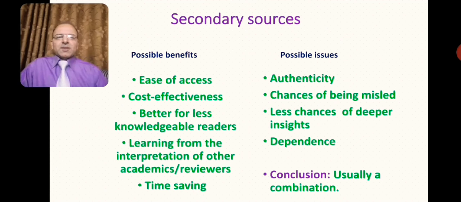So in conclusion, we can say that there should usually be, and there actually is usually, a combination of primary and secondary sources when it comes to literature reviews. Most examiners and supervisors, or those who oversee research studies, might want more of the primary sources and less of the secondary sources, but there will always be a combination of these two types of resources.